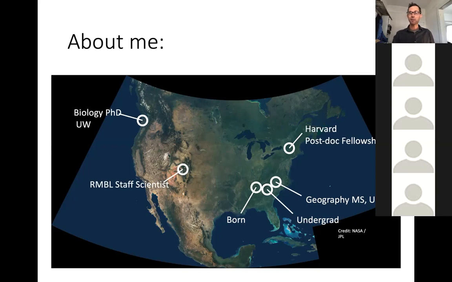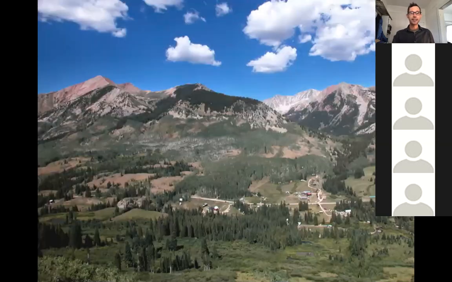Rocky Mountain Biological Lab, for those who don't know it already, is a field station at about 10,000 feet up on the western slope of the Rockies. It's a really old scientific institution. It's been around since the 20s, more or less.